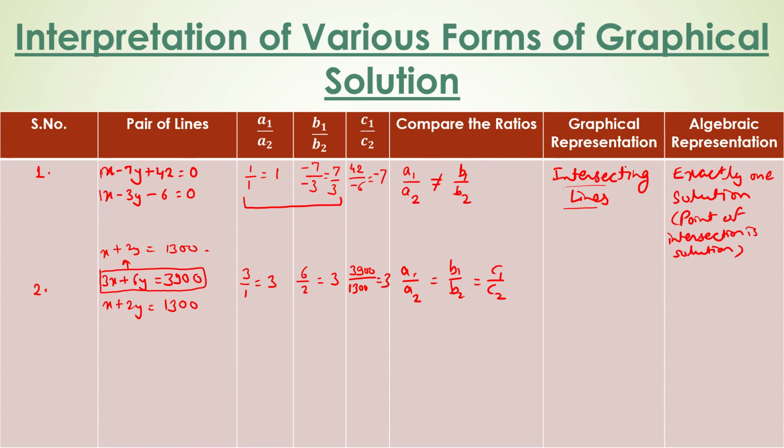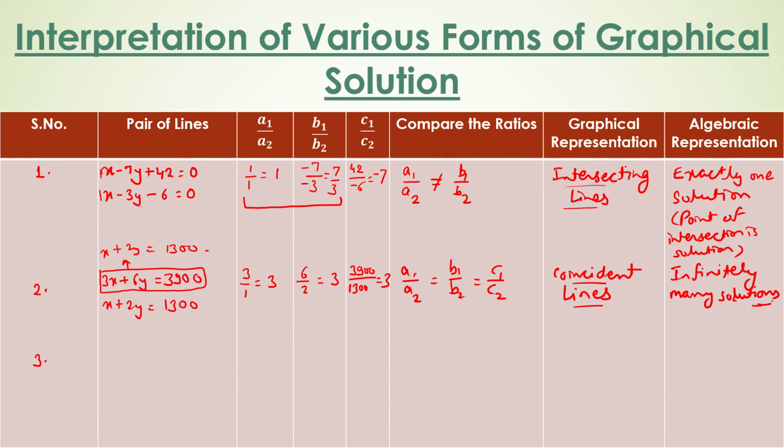So here the lines are actually coincident. We have observed only one line over there. Since the lines were coincident, they were meeting each other at each and every point, lying over one another. So there will be infinitely many solutions over there.